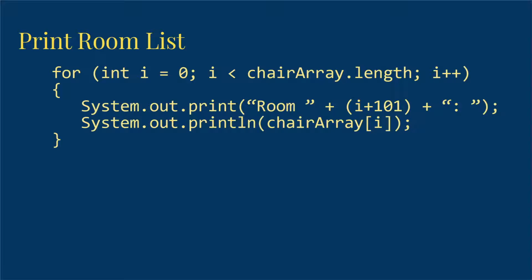And then we can print the room number, making sure that we put parentheses around those numbers that we're adding together, because if we don't, try it and see that you're going to end up with i followed by 101 instead of i plus 101. Not what we're looking for. But if we have those parentheses there, then we'll get room 101 for the first one, room 102 for the next, and so on. And then we can simply print chair array at i.